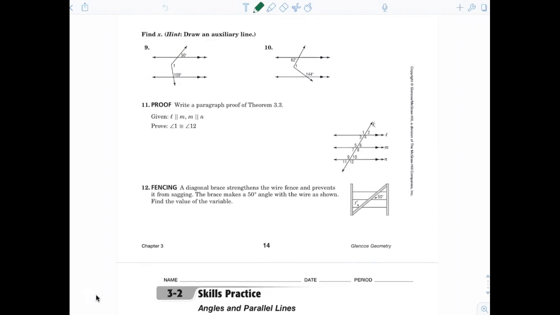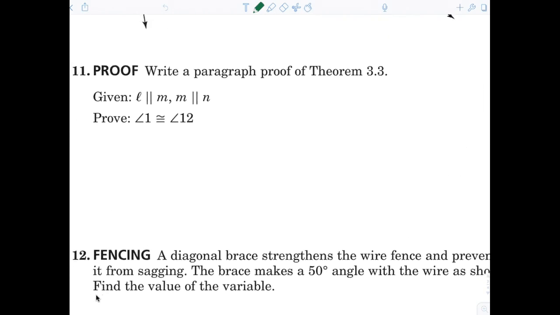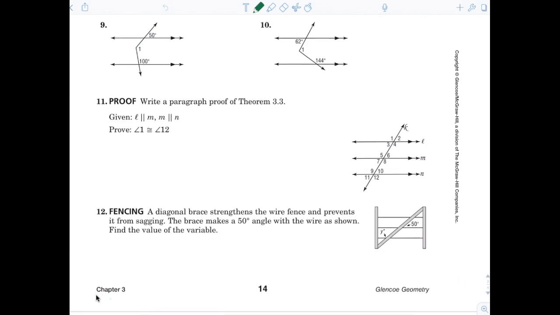I think there was a proof somewhere, right? Yeah. All right, so let's look. Again, it says paragraph proof, but obviously we're not doing that. So it says, given L is parallel to M, and M is parallel to N, we're going to prove that angle 1 is congruent to angle 12. We're trying to prove that angle 1 is congruent to angle 12. Is everybody good with that? Yeah. However, it does not say that L is parallel to N.